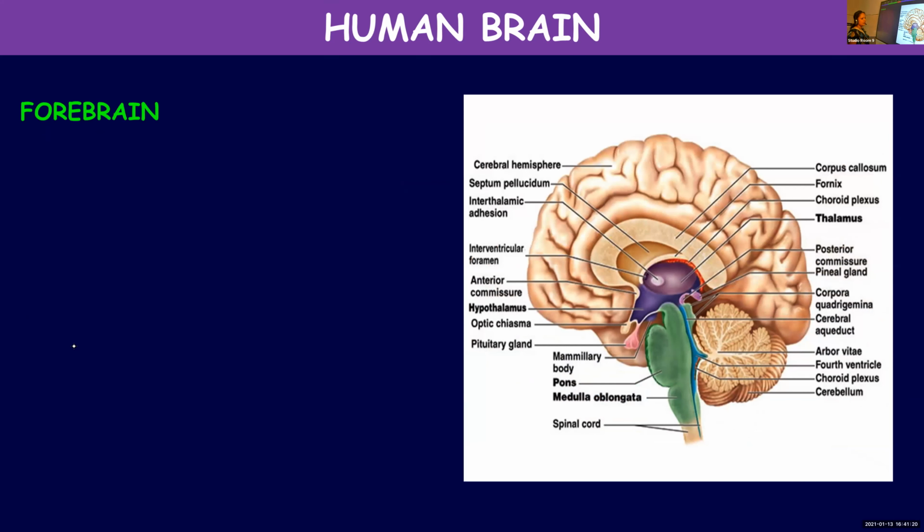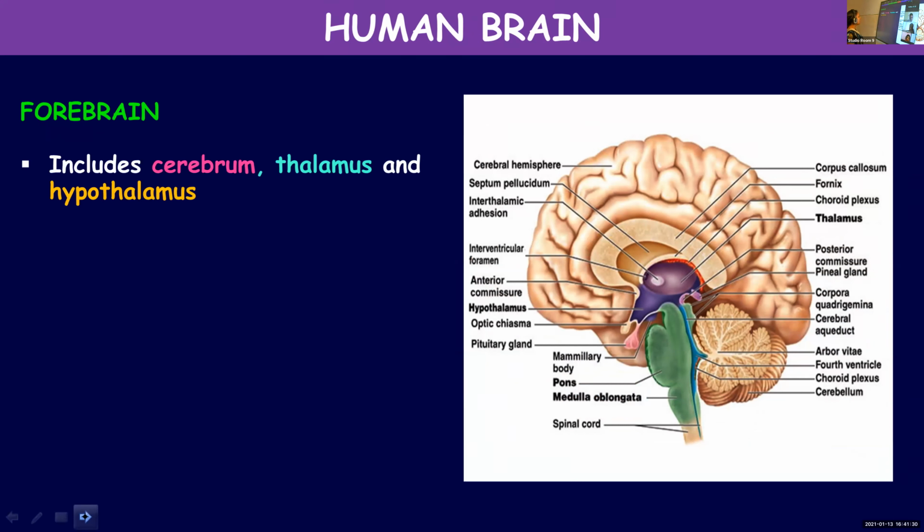Now we'll start with the forebrain. Let's see more about forebrain, the functions of forebrain, the parts of forebrain. As I told, it includes cerebrum, thalamus, and hypothalamus. Which are the 3 parts? Thalamus, hypothalamus and cerebrum.